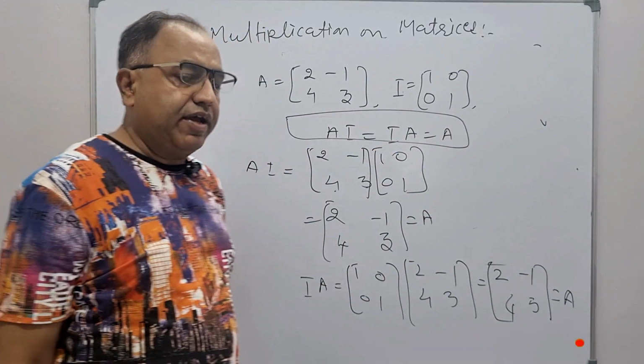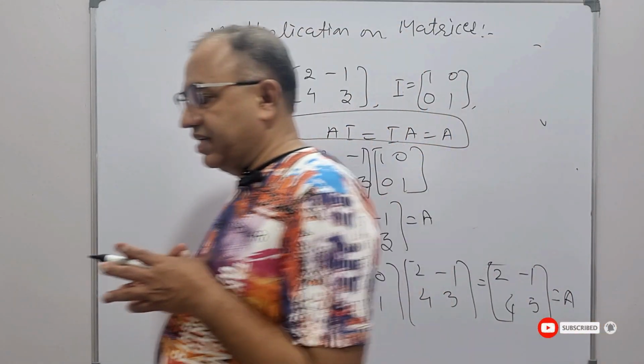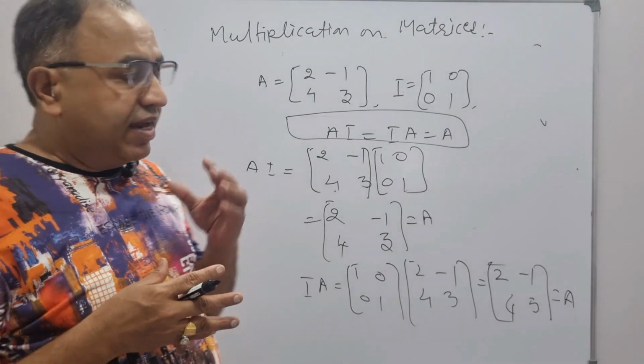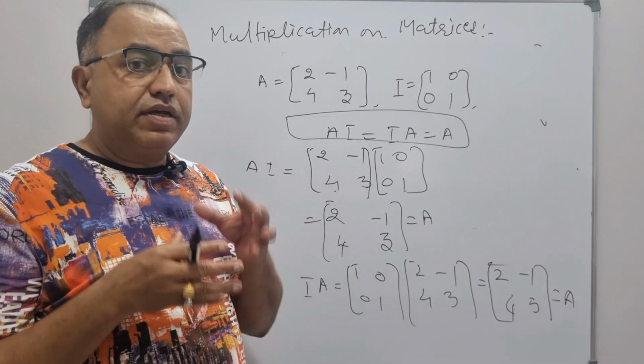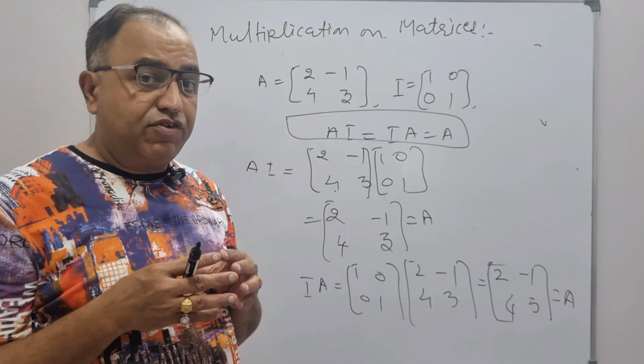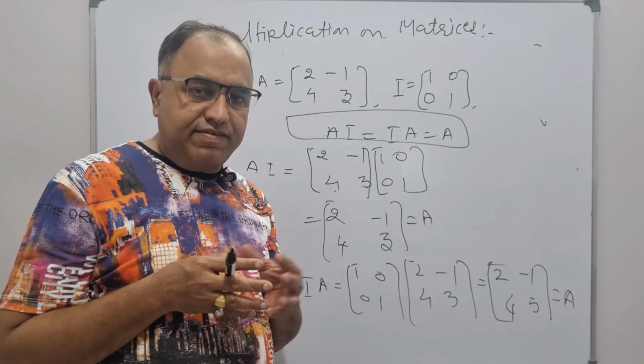That means for every square matrix there exists an identity, but it's not true for all matrices, only for square matrices. In my next class I will explain the inverse of a matrix, which matrix has an inverse and how to find the inverse, right? That is my next class.